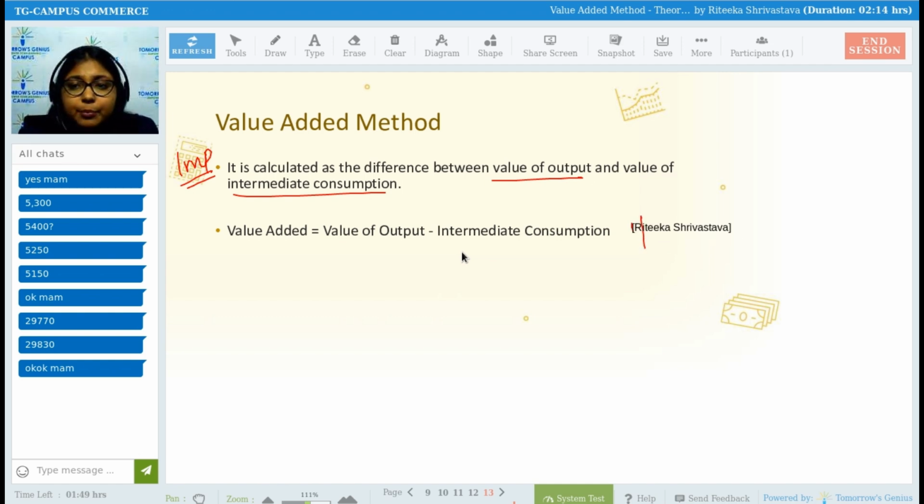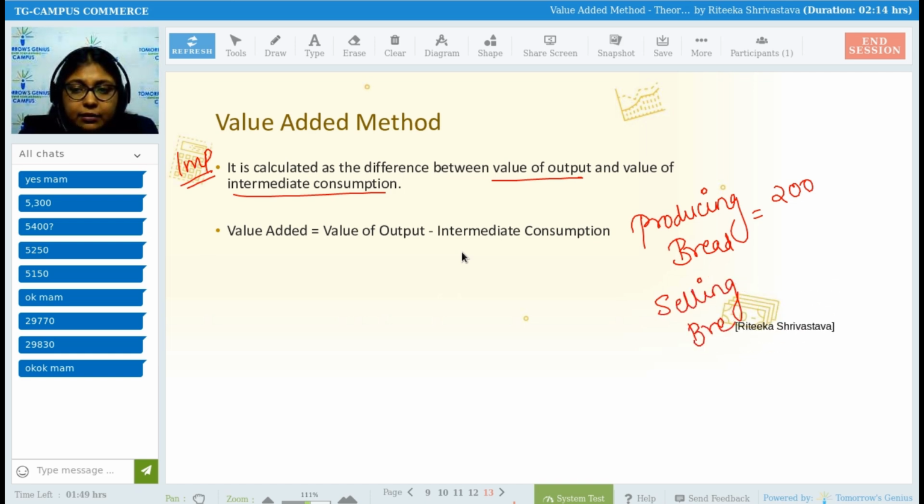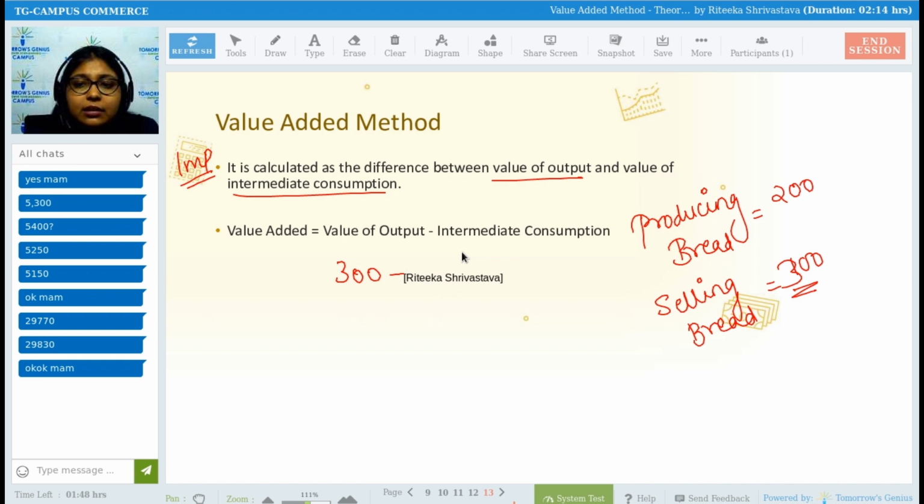That means how much you spent on intermediate consumption versus how much you get from selling the product. Suppose for producing bread I had to spend 200 rupees, and after selling the same bread, I received 300 rupees. How do we calculate value added? Value of output minus intermediate consumption. Value of output is 300 and intermediate consumption is 200, so my value added would be 100. This is what the value added method basically means: how much you have spent on intermediate consumption for producing the goods and how much you receive in return after selling those goods.